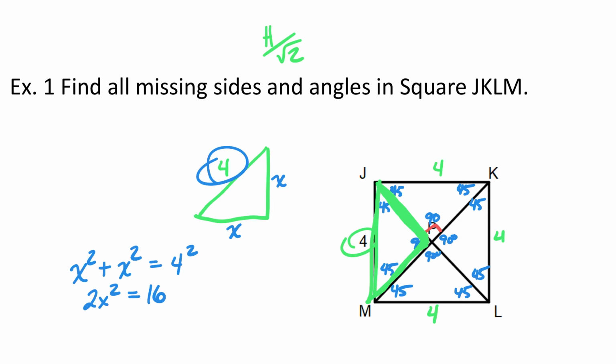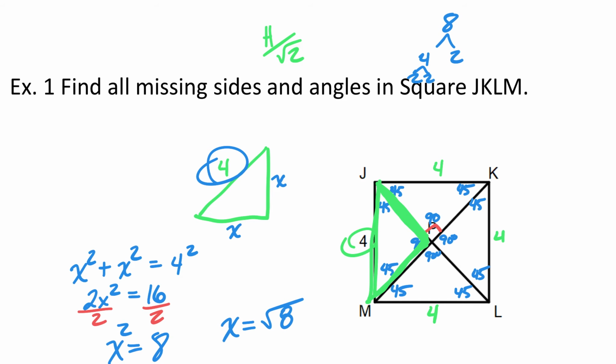We would then divide by 2, x squared would equal 8. And then we take the square root of this number. So these sides are equal to the square root of 8. And this actually simplifies further because 8 can be broken down to 2 times 2. So we have a couple of pairs of 2. So this ends up being 2 square root 2.